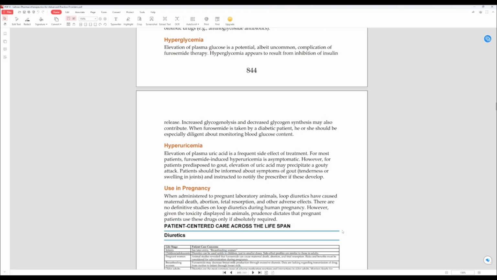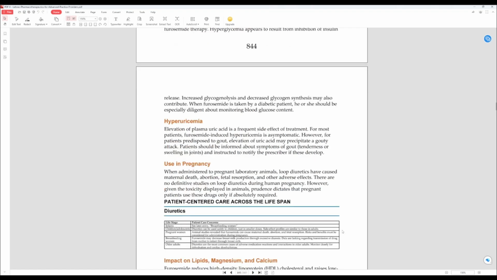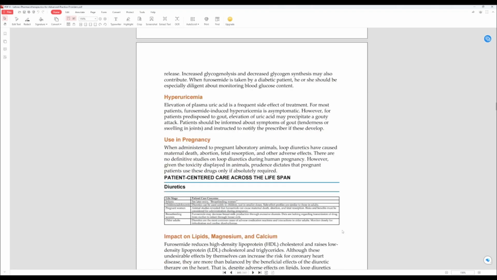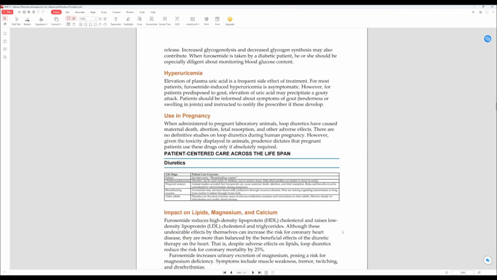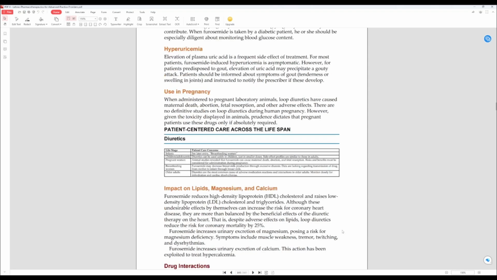Hyperglycemia. Elevation of plasma glucose is a potential, albeit uncommon, complication of Lasix therapy. Hyperglycemia appears to result from the inhibition of insulin release; increased glycogenolysis and decreased glycogen synthesis may also contribute. When Lasix is taken by a diabetic patient, he or she should be especially diligent about monitoring blood glucose content.